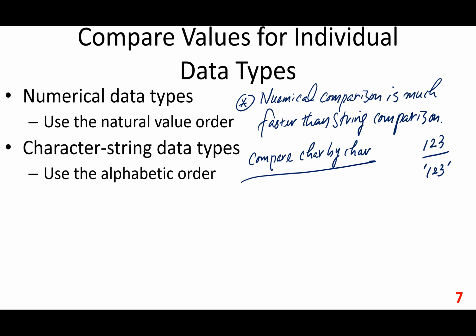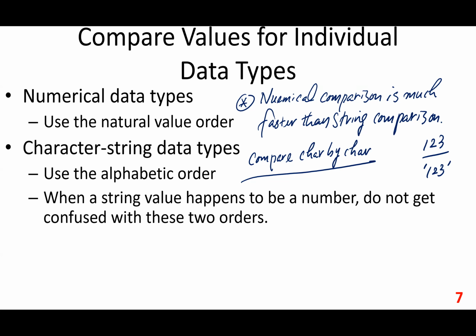When a string value happens to be a number, do not get confused with these two orders. Suppose that 1, 2, 3 happens to be a string. What two orders? Numerical order and alphabetic order. That's totally different, because let me use another one.